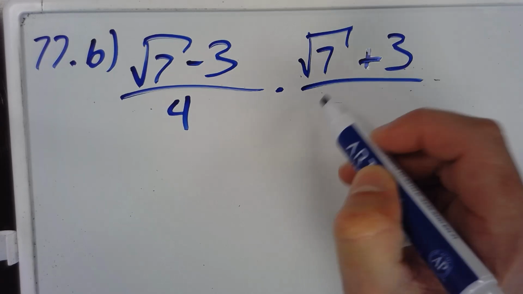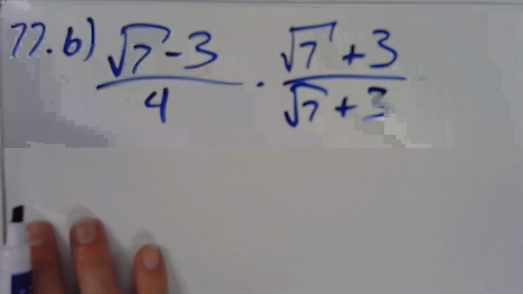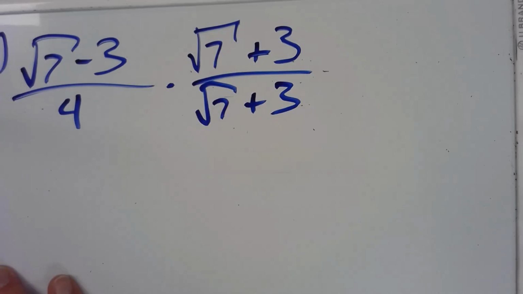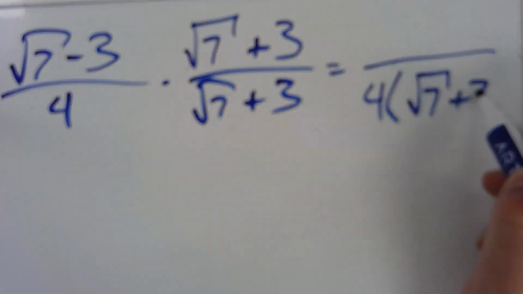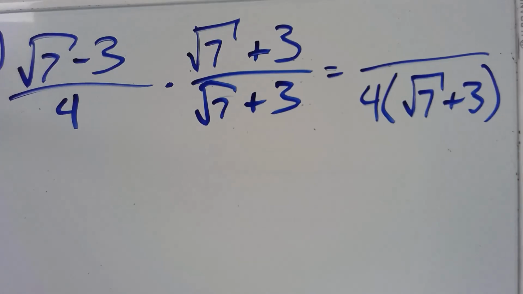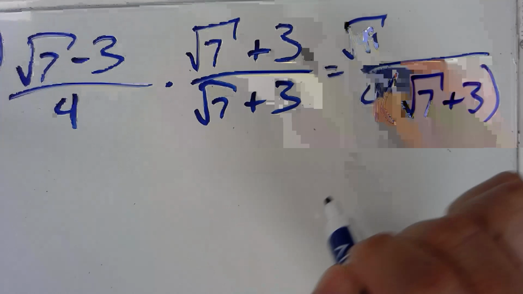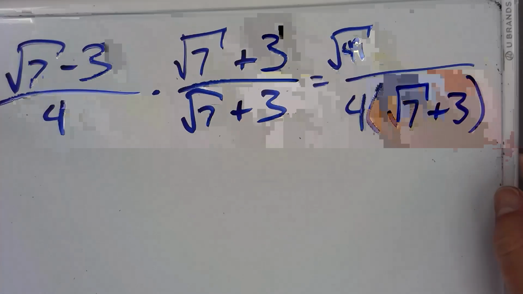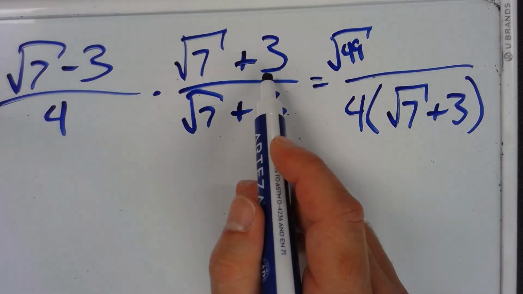No need to distribute down at the denominator right as of right now. So I'm just gonna leave that as 4 parentheses square root of 7 plus 3. If you're bored and got a little time, you can distribute that thing in there. But so now we're foiling. Square root of 49. If we're sticking with this one and this one, it doesn't really matter. But let's do plus first, and then we can do the minus.